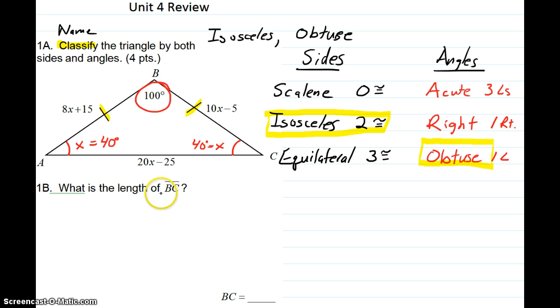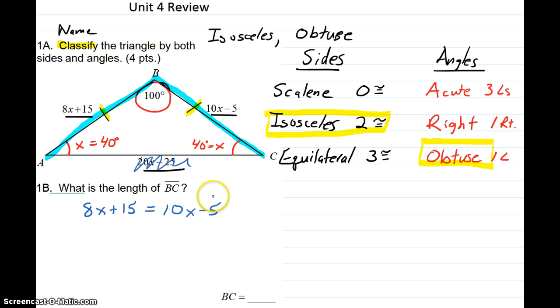So now to part 1B, what is the length of BC? So it wants to know the length of BC. And now you got to be careful here because they give you these expressions for all the 3 sides. And the only thing we know for sure is that this side BA is congruent to side BC. And so since they're congruent, we can set them equal to each other. So 8x plus 15 equals 10x minus 5. I don't need this to solve this triangle. So now we just solve it.